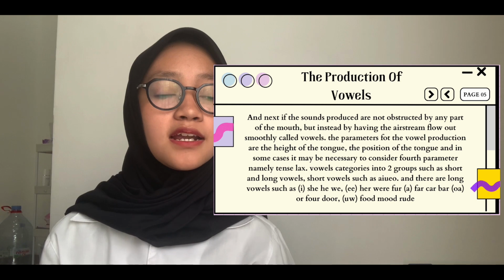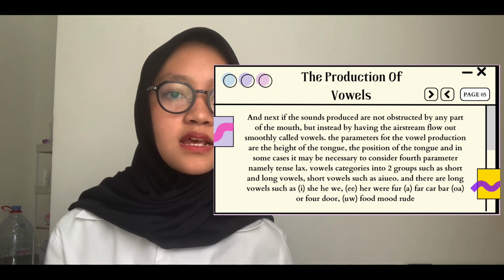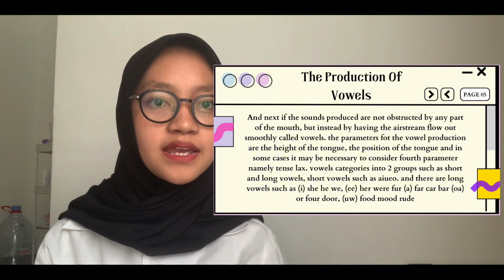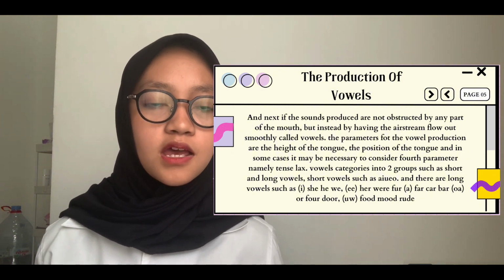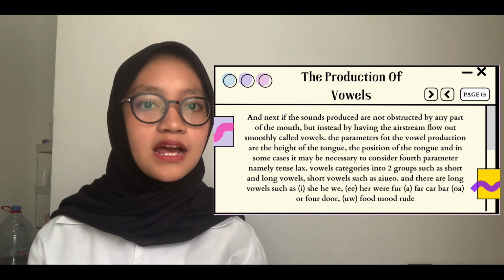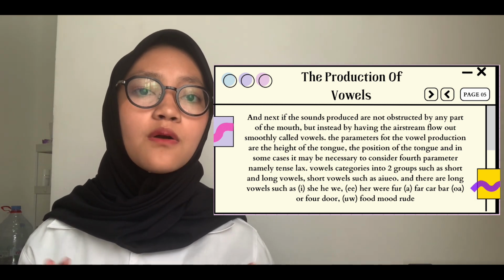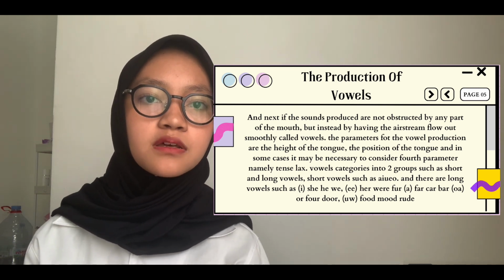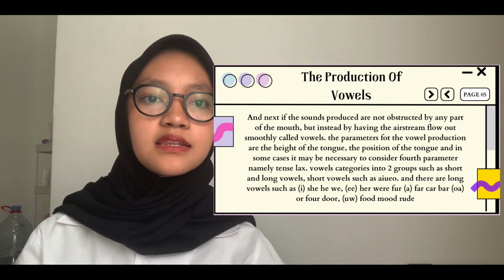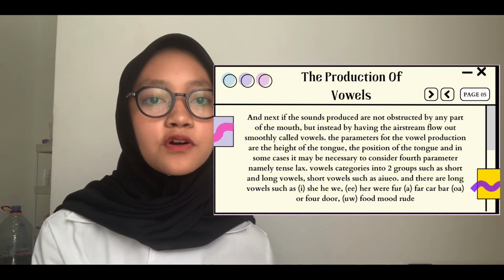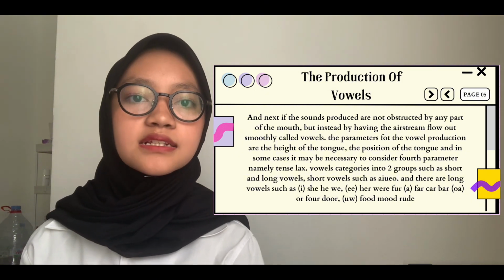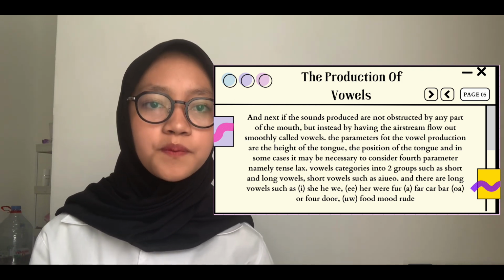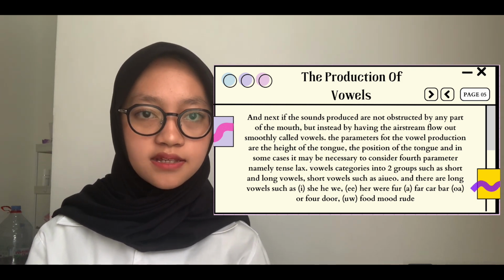And next, the third is production of vowels. Sounds produced not obstructed by any parts of the mouth, but instead by having the air stream flow out smoothly, are called vowels. The parameters for vowel production are the height of the tongue, the position of the tongue, and in some cases it may be necessary to consider a fourth parameter, namely tenseness.